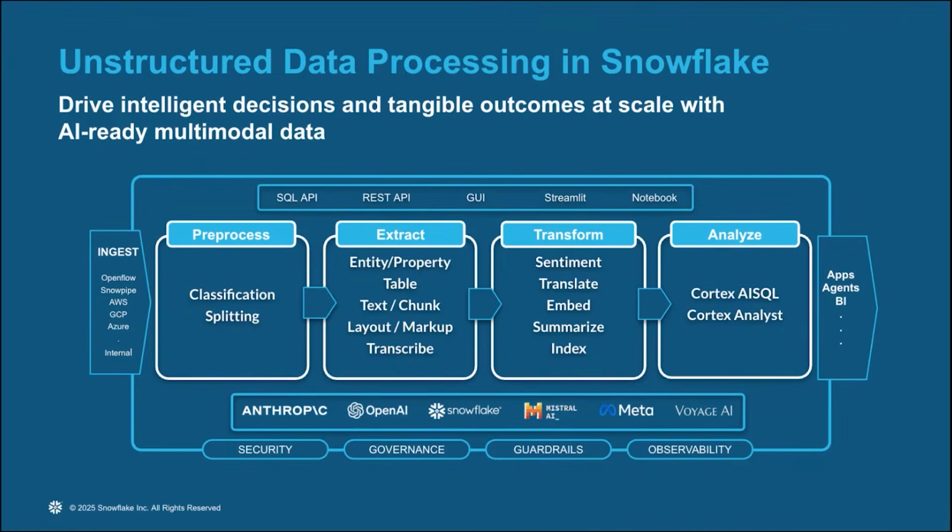So unstructured data processing on Snowflake, what does it look like? It is there to help drive intelligent decisions and make tangible outcomes at scale with AI-ready and multimodal data. So that's what we're trying to do and achieve today. We could do a lot of pre-processing. So if you want to do classification, splitting, you can do that. You could do extraction. So if you want any entities, the tables that you want, you could do it in text or chunk, and even do layouts.